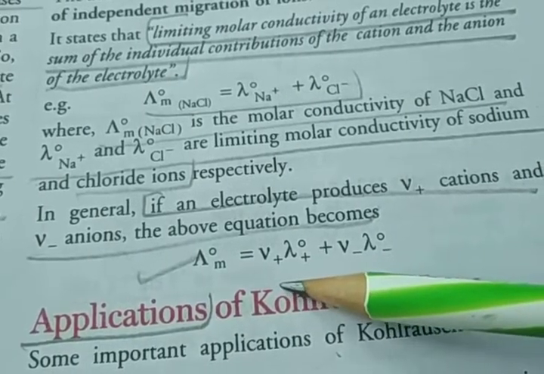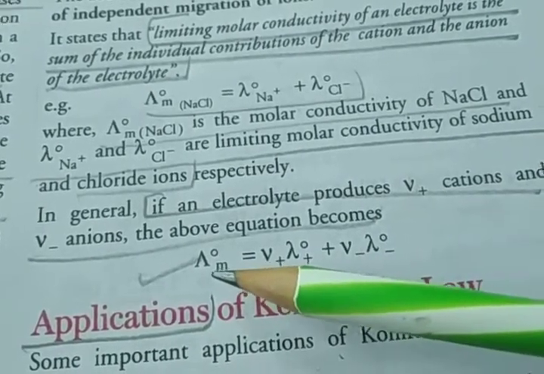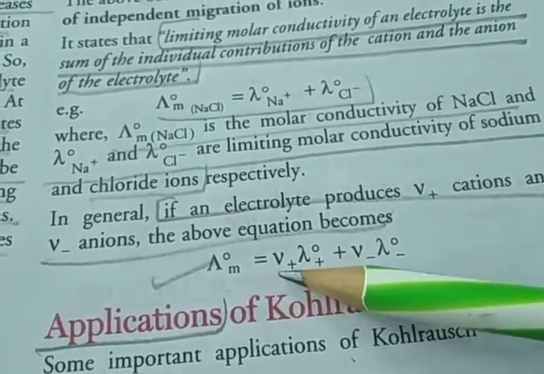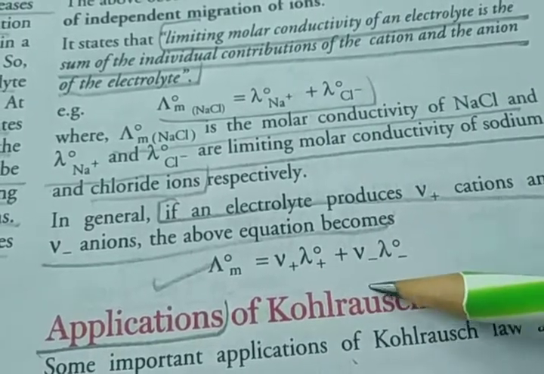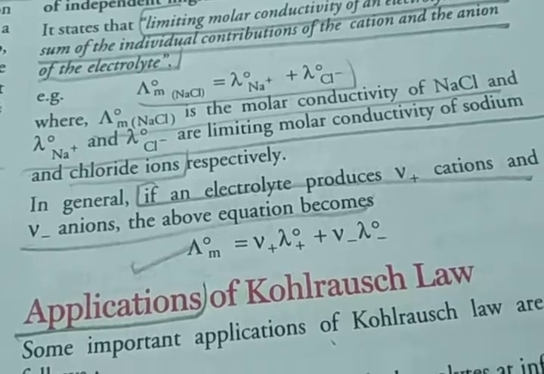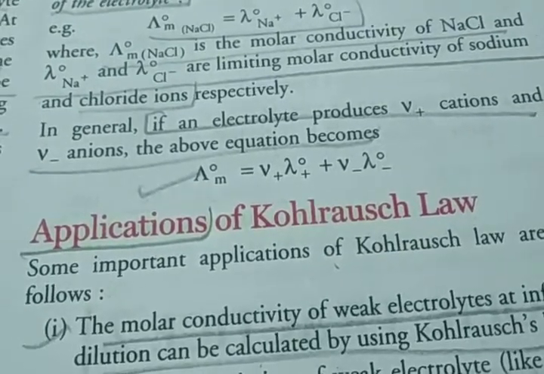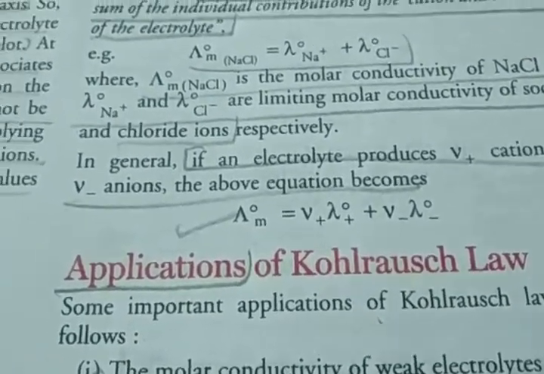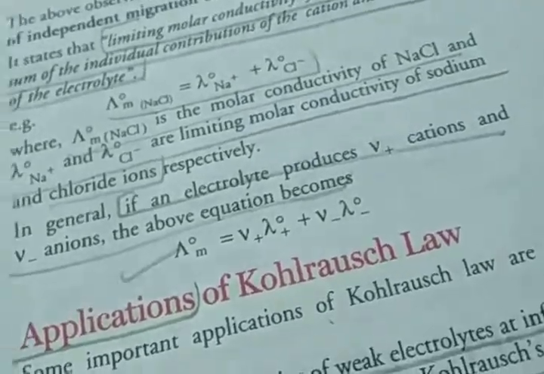Okay, generally if an electrolyte produces ν plus cations and ν minus anions, so we have to write limiting molar conductivity is equal to ν plus λ plus naught plus ν minus λ minus naught. Okay, then applications of Kohlrausch law.